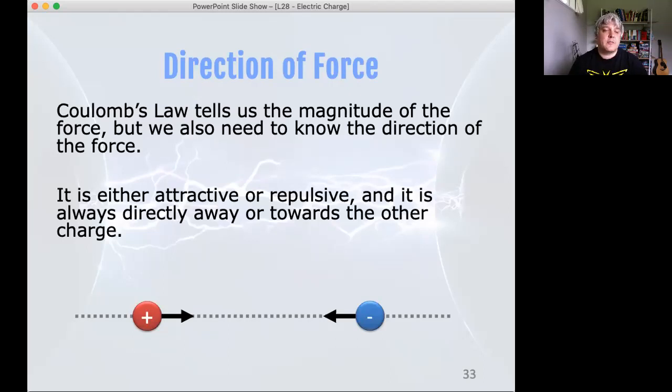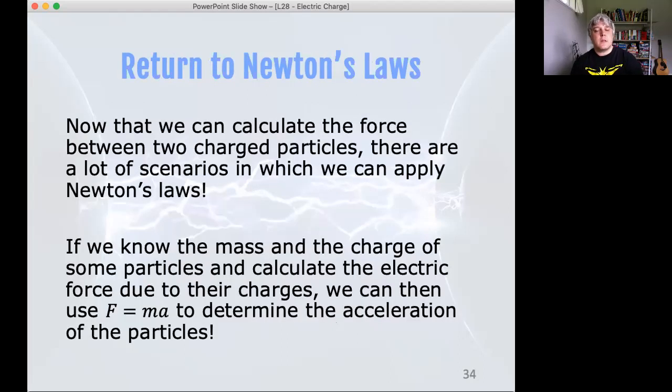So if you have two oppositely charged objects, Coulomb's law can tell you the magnitude, and you know the direction will be directly towards each other. That's what attraction means. If you have two objects with the same charge, both positive or both negative, then again, Coulomb's law can tell you the magnitude, but you know that the direction is going to be directly away from each other. They're going to repel. So you draw a straight line through the two objects. The forces will be on that line, either towards or away from the other object.